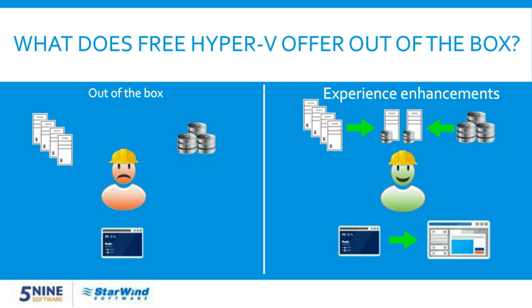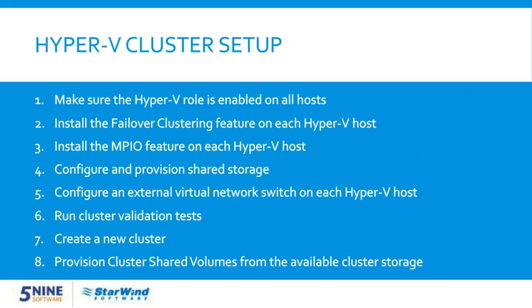As we know what a Hyper-V cluster offers out of the box and what we can do with it, let's briefly go through the Hyper-V cluster setup steps. To set up a Hyper-V cluster, you need to make sure that the Hyper-V role is enabled on all of your hosts. Of course, if you're using the free Microsoft Hyper-V Server, this is the only role available and it is already there. But if you're using Windows servers, you need to enable the Hyper-V role on each of those. Then you install the failover clustering feature on each Hyper-V host.